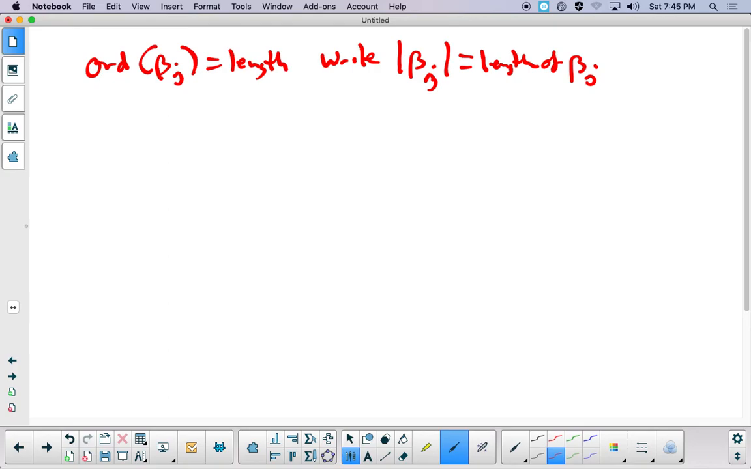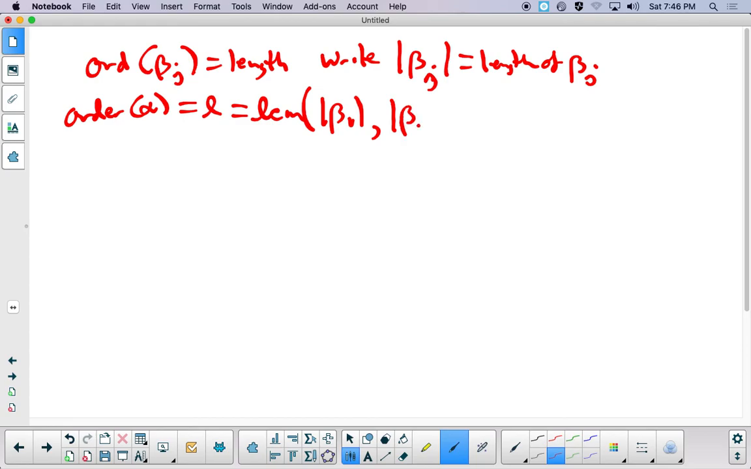So what this means is that the order of alpha, which remember was L, is going to be the least common multiple of the length of beta 1, the length of beta 2, the length of beta 3, and so on all the way up to the length of beta k.